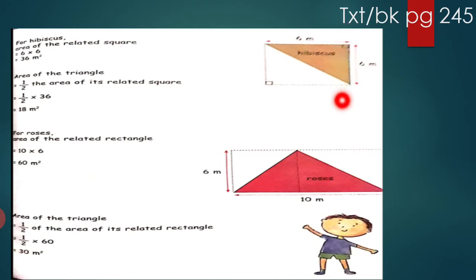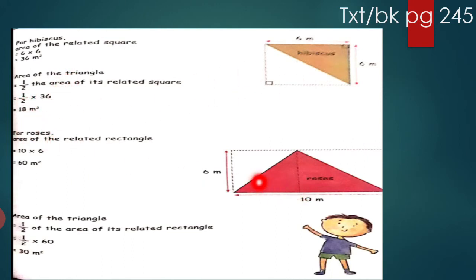Again, for the hibiscus, as you can see, students, 6 meter and 6 meter, the length and breadth are the same. It means that it is a square. In order to find the area of a square, 6 multiplied by 6 will give you 36 meter square. And in order to find the area of the triangle, you have to divide 36 meter square by 2. You will get your answer for the area of the triangle for hibiscus as well.